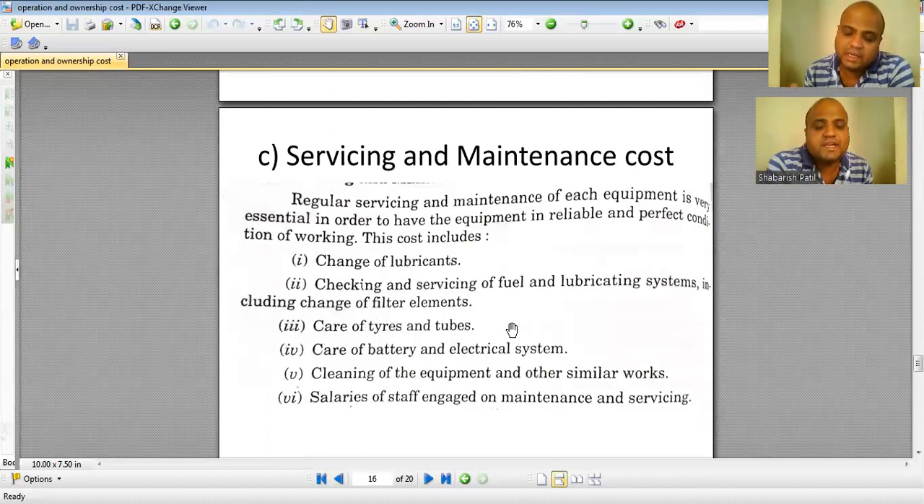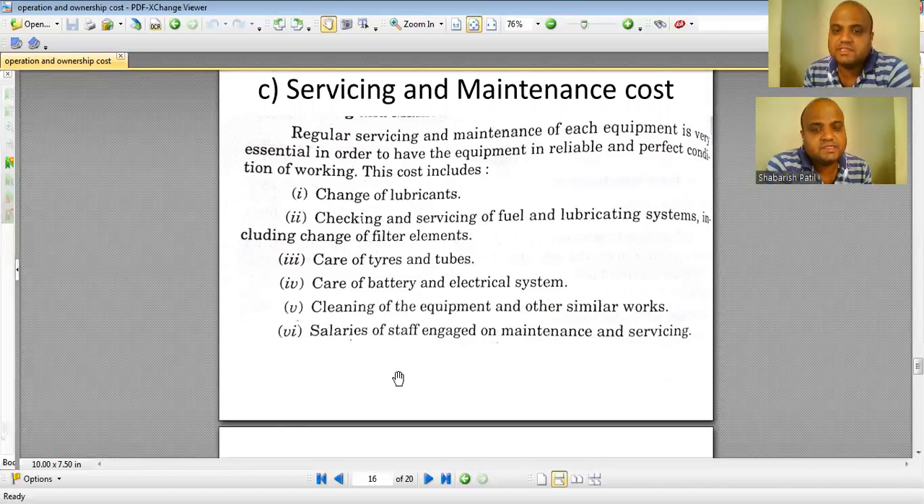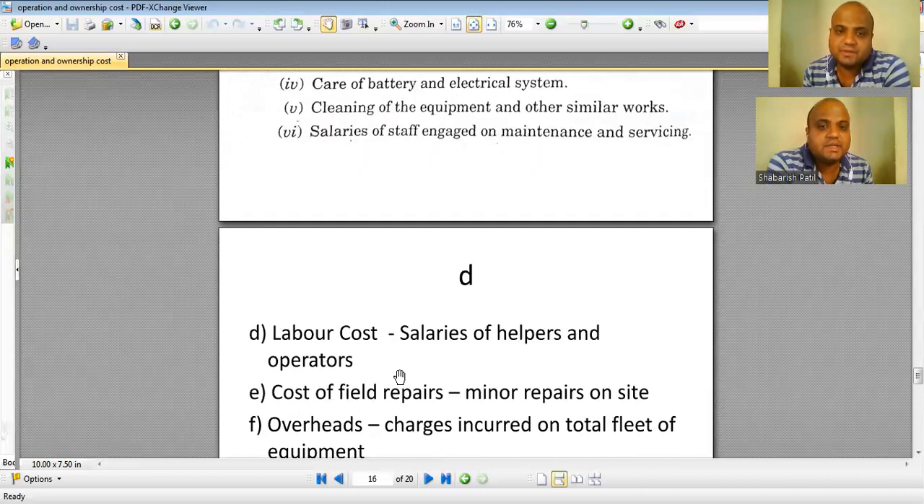Servicing and maintenance costs. On a day-to-day basis, all equipment are supposed to be serviced and maintained properly. What they include is the cost involved in change of lubricants, checking and servicing of fuel and lubricating systems, care of tires and tubes, care of battery and electrical systems, cleaning of the equipment and other similar works. It also includes salaries of the staff engaged in maintenance and servicing.